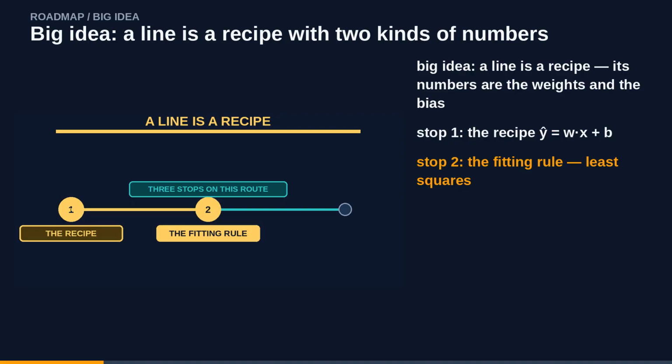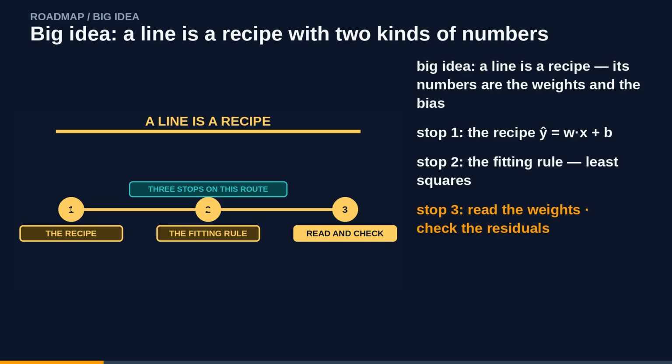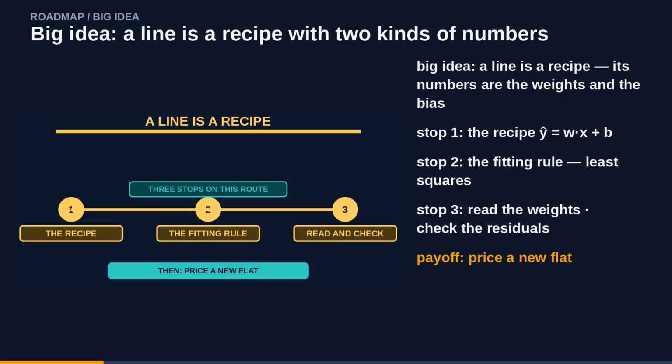Stop 2, the fitting rule: nobody types the weights in, least squares finds them, and we will see exactly why it squares the misses. Stop 3, read and check. What a fitted weight honestly says when it says nothing at all, and the one residual picture that catches a line with the wrong shape. Then we price a brand new flat with the finished line.